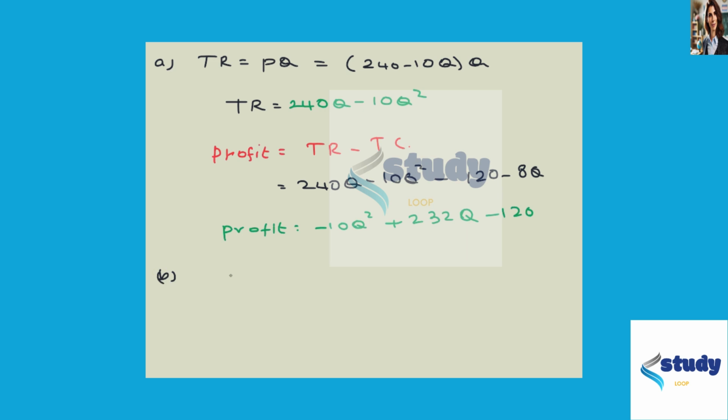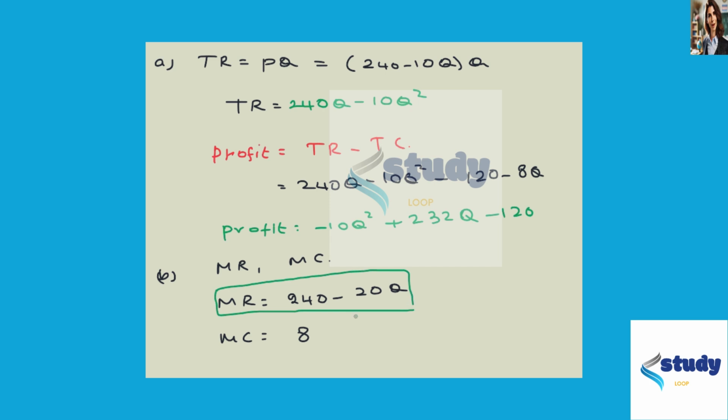For part B, we need to find the marginal revenue and the marginal cost function. Marginal revenue is the differentiation of the total revenue. So, that will be equal to 240 minus 20Q. And the marginal cost function is the differentiation of the total cost function. That is equal to 8. Therefore, marginal revenue will be 240 minus 20Q and the marginal cost function will be 8.